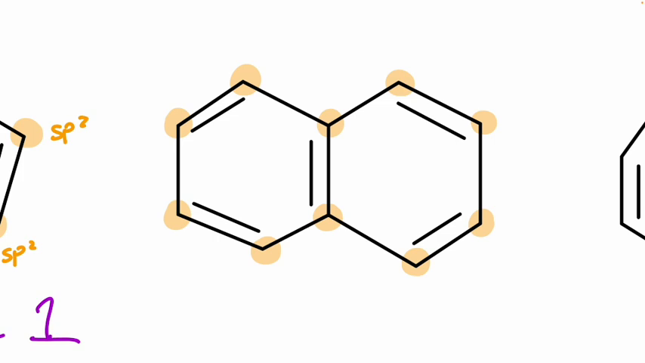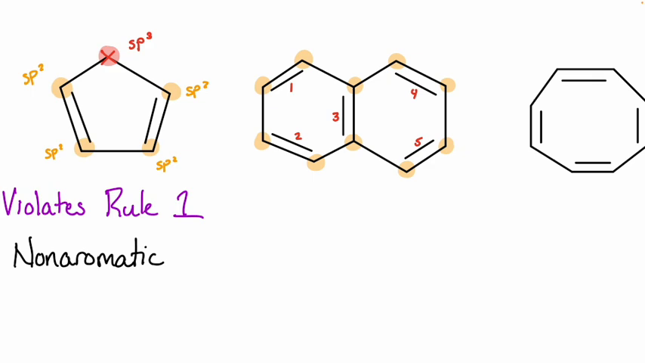I'm going to count the number of delocalized electron pairs. Right? So these are these pi bonds. 1, 2, 3, 4, 5. Do I have 5? Yes, I do. Do I have an odd number of delocalized electron pairs? Yes. So satisfies rule 1, satisfies rule 2. So this would be an aromatic compound. Okay, because again, satisfies 1 and 2.